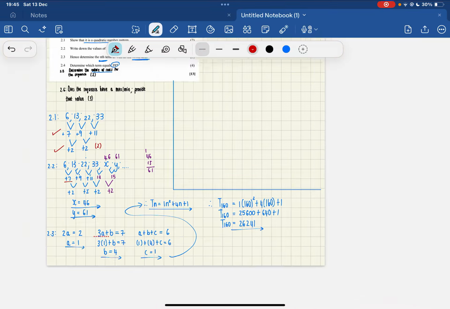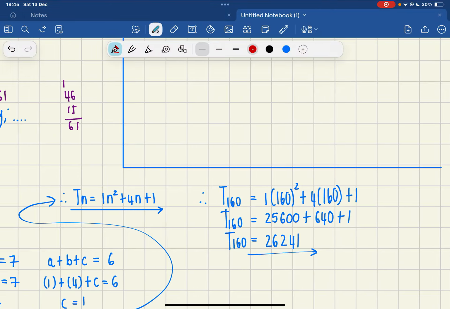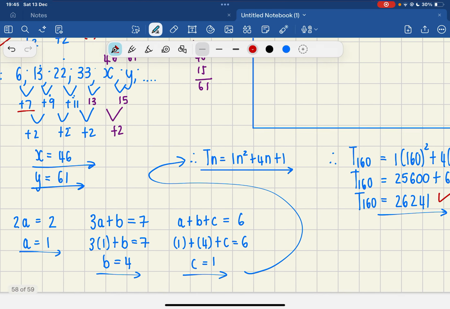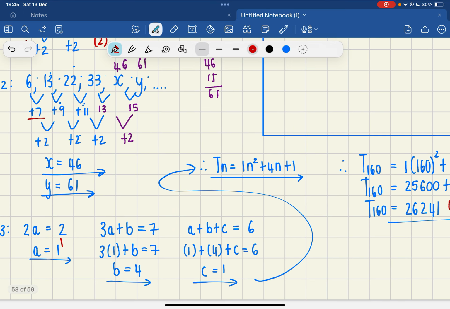In this case, you would get a mark for your final answer. How many marks is it? It's 5 marks: a mark for your final answer, a mark for finding a, a mark for finding b, a mark for finding c, and a mark for substituting 160 into your formula. And in question 2.2, you would get a mark for x and y, that would be 2 marks. Perfect. I hope it's all going well.